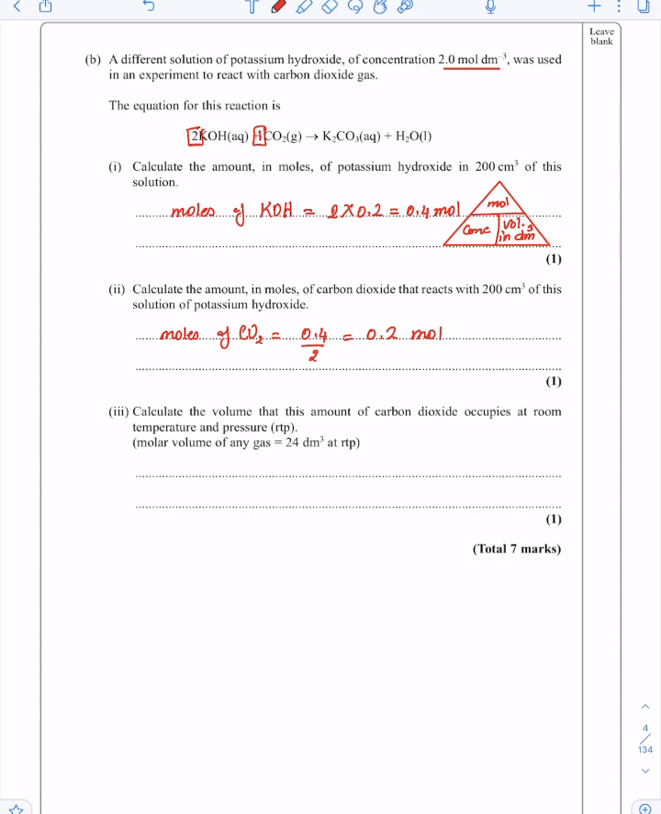Triple I. Calculate the volume that this amount of carbon dioxide occupies at room temperature and pressure, given that the molar volume of any gas is equal to 24 cubic decimeter at room temperature and pressure. The gas law: moles is equal to volume over molar volume, which is here 24 cubic decimeter. So the volume is equal to number of moles, which is 0.2, times molar volume 24, equals 4.8 cubic decimeter.